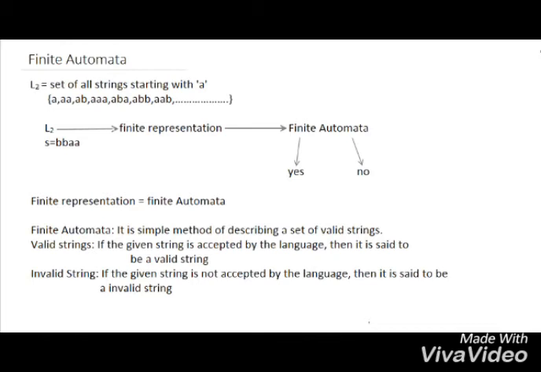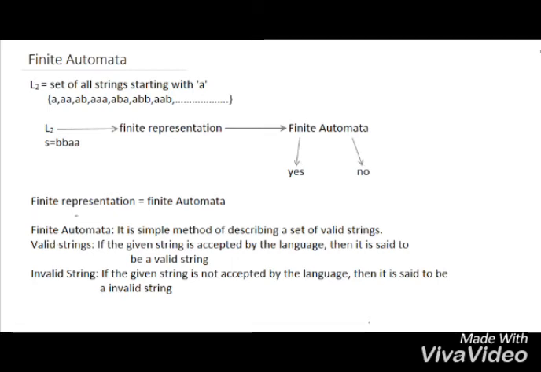Take the same example, L2 equal to the set of all strings starting with a. That means the language L2 should contain all strings with starting symbol a. So what I want to tell is, this L2, which is an infinite language, I want to represent in a finite representation, and that finite representation is nothing but a finite automata. I will tell about finite automata in the next class. So this L2 is represented in a finite representation, which is finite automata, so that if I pass any string, I should get an output that yes, the string is present in the language, or no, that means the string is not present in the language.